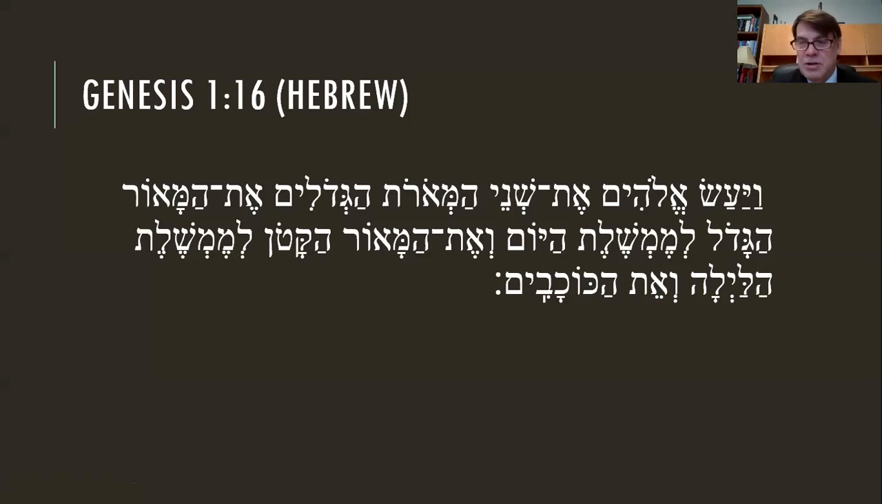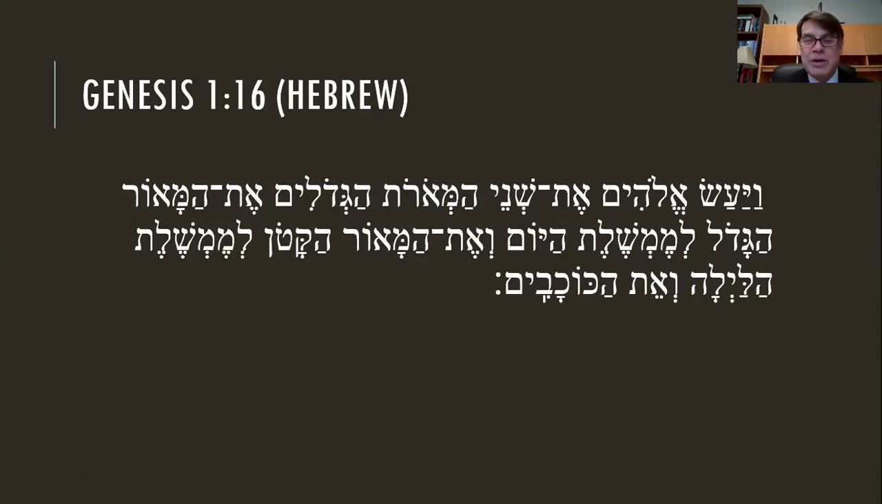Here is my translation. And God made the two lights, the two great lights, the great light for lighting the day, and the small light for lighting the night, and the stars too.